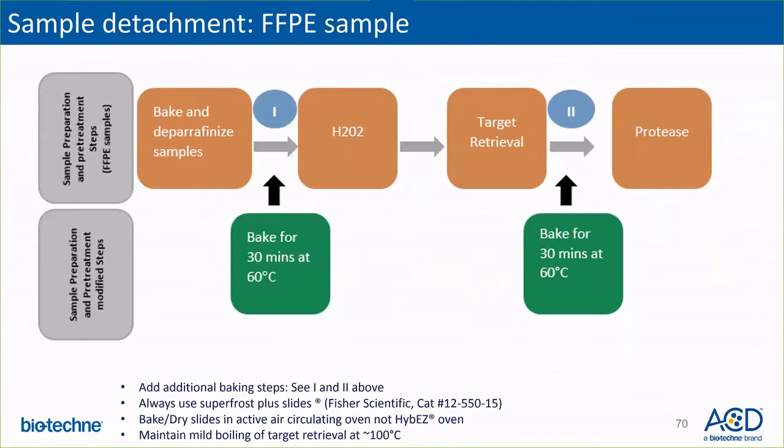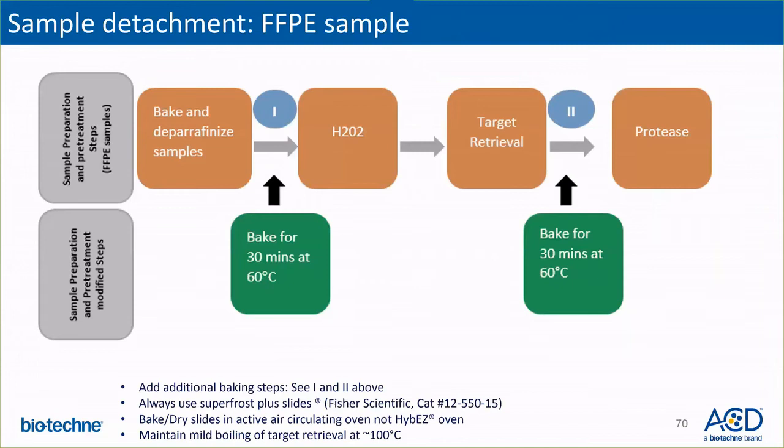If you are observing tissue detachment after hydrogen peroxide or target retrieval, then we recommend to add a baking step right before those steps. Or if you're observing tissue coming off the slides after protease treatment, we recommend to add an additional baking step before these steps. Both baking steps are for 30 minutes at 60 degrees C in a circulating dry oven.